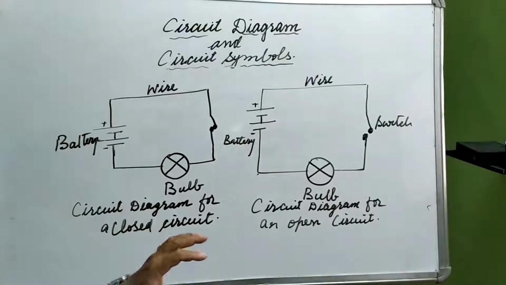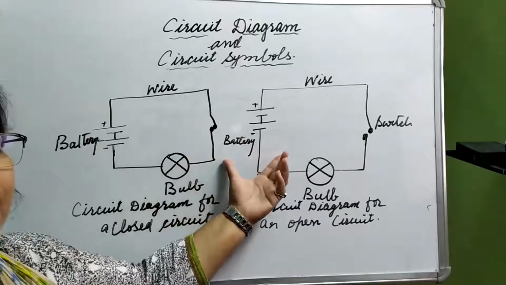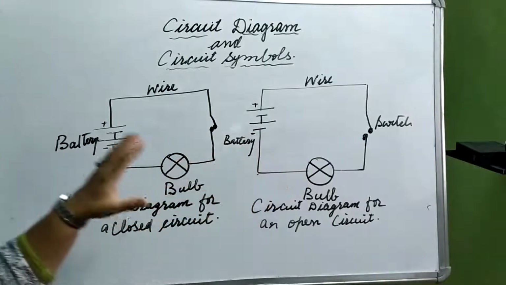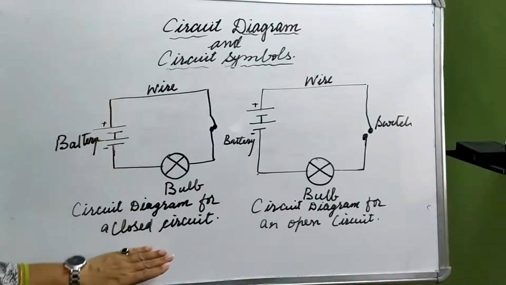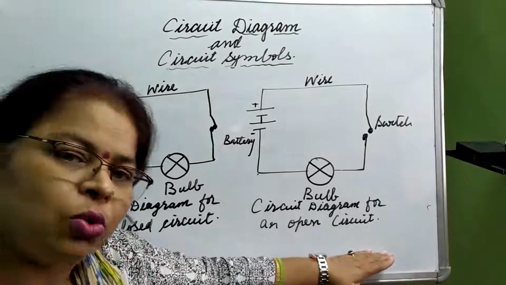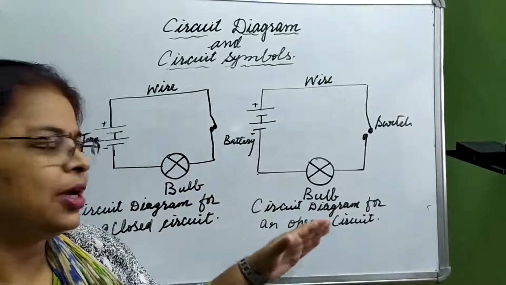So these are two circuit diagrams, where we are using the different components in symbolic form, for when the circuit is closed and when the circuit is open. Fine. So revise it, prepare it, and practice by drawing.